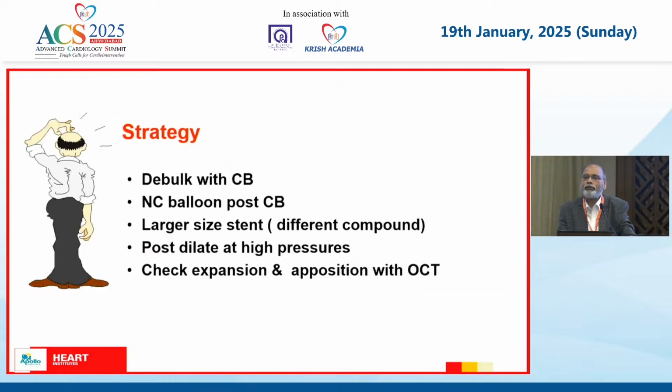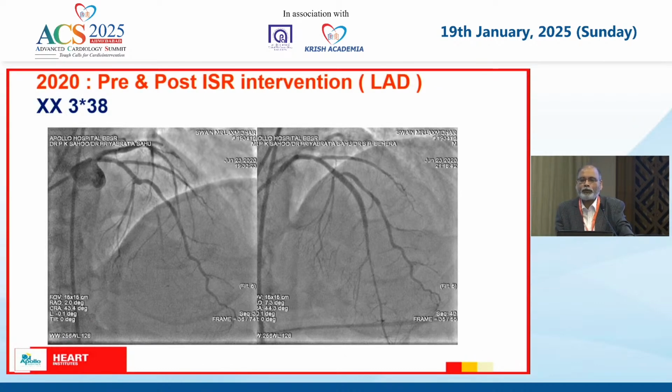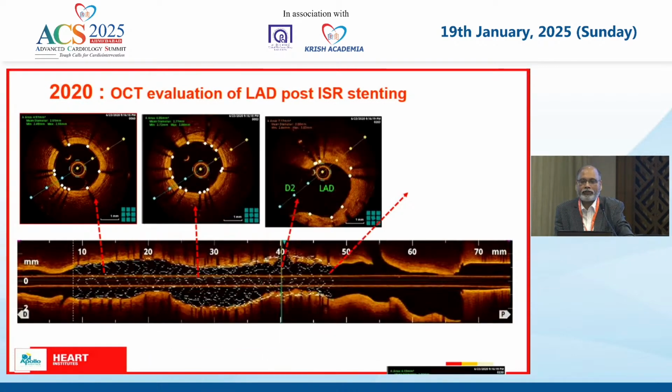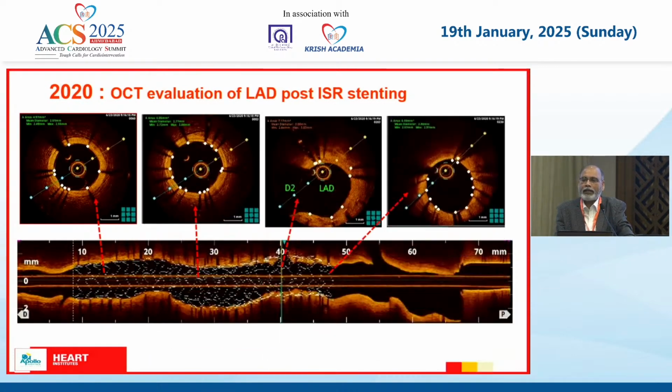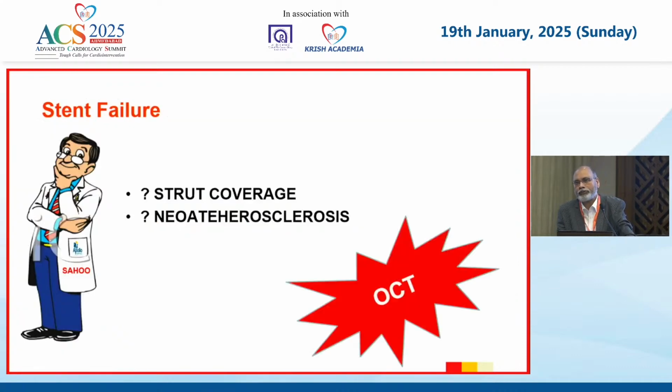So here normally what I do, I debulk with a cutting balloon, use an NC balloon, go for a larger size stent with a different compound, post-dilate at high pressures, and finally check with an OCT. This was done, and finally this was the result. If you see the pre and the post ISR intervention with a 3.38 stent, and if I show you the images of the OCT post ISR stenting, it looks pristine. The diagonal is well preserved, the LAD is well preserved, and there is almost 90% apposition, well expanded, and the apposition index shows a white line all across. Strut coverage, new atherosclerosis, stent failure, always go for OCT.